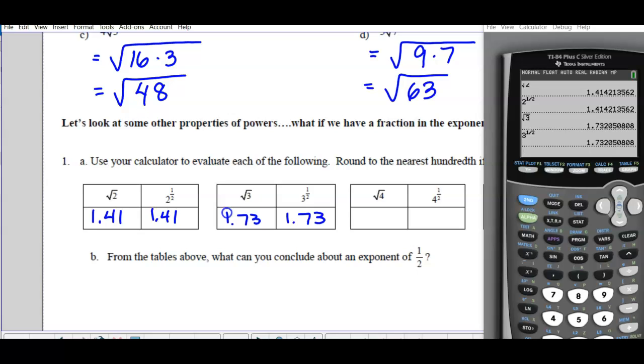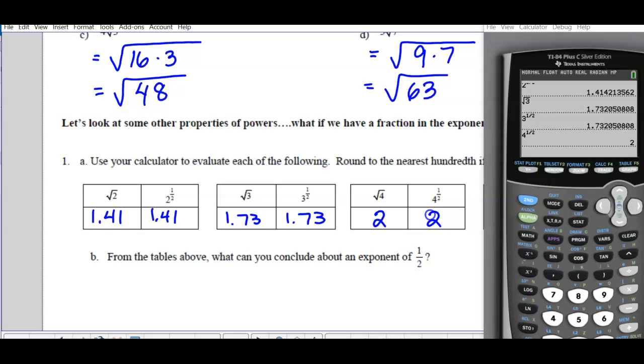Square root of 4, hopefully you know that already, it's 2. You may not have known what 4 to the 1/2 is though. So 4 to the exponent 1/2, it's 2. That means when you're taking the square root, it's the same as raising it to the exponent 1/2.